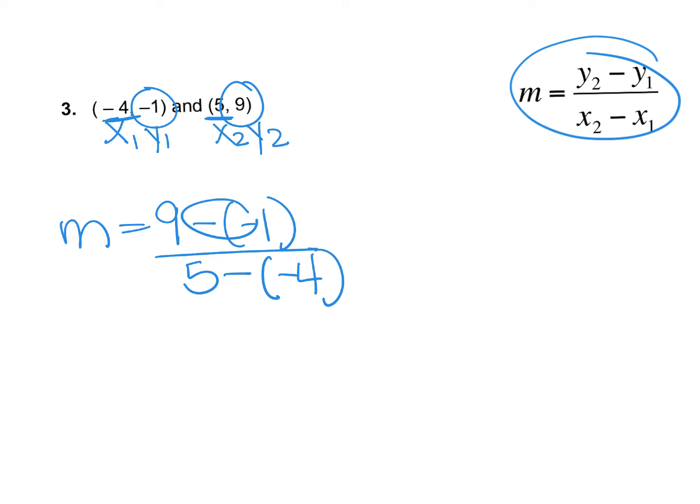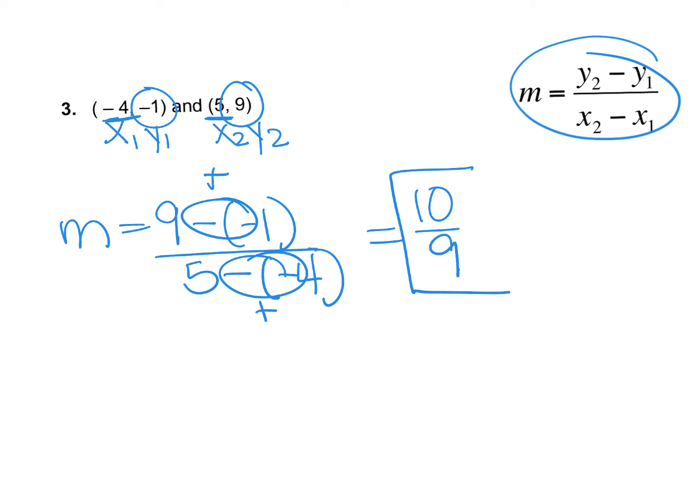All right, so two negatives make a positive, and I'll have 10. Two negatives make a positive, and I'm going to have 9. Now, because I can't divide 10 divided by 9 evenly, I'm just going to leave it just like this. My slope here is 10 all over 9.